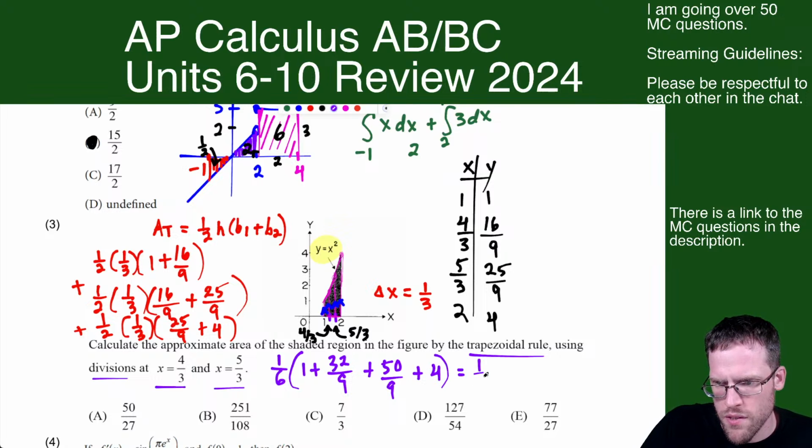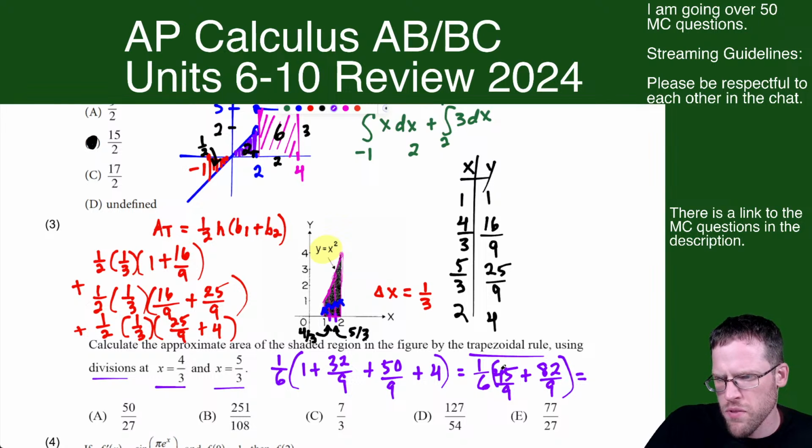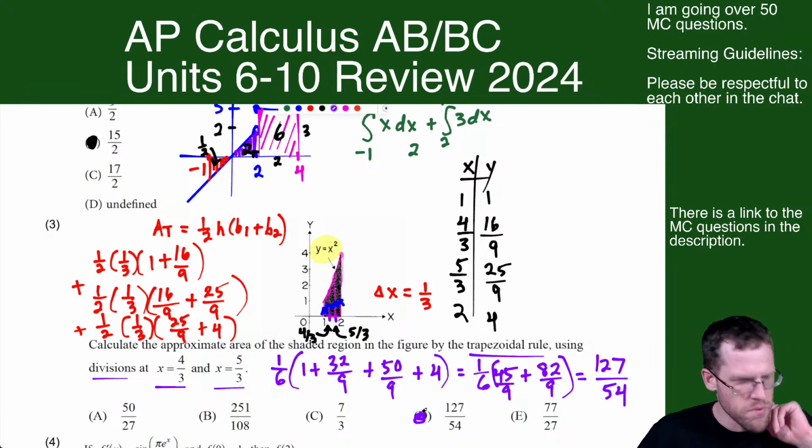Okay, so this is 1/6 of 1 plus 4, which is 5, plus 32 plus 50 is 82 over 9. And then 5 I could just call 45 over 9. So I'll just rewrite this 5 as 45 over 9. And now 82 plus 45 is 127. And then I would have over 9, but times 1/6. 6 times 9 is 54. Choice D. Okay, number 3 should be choice D.